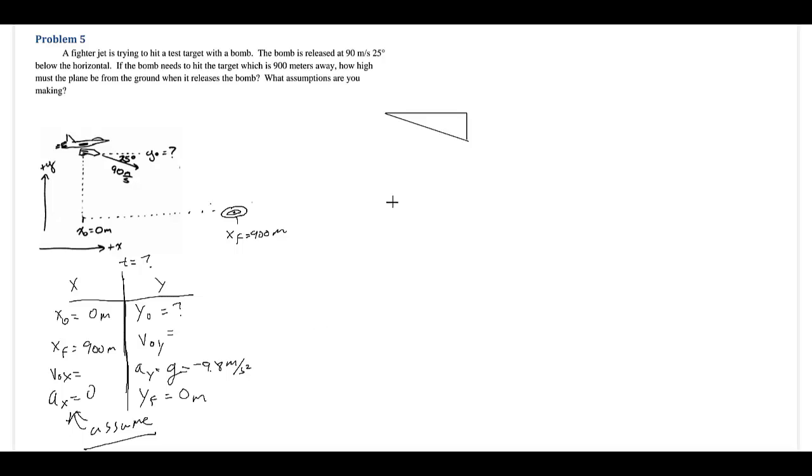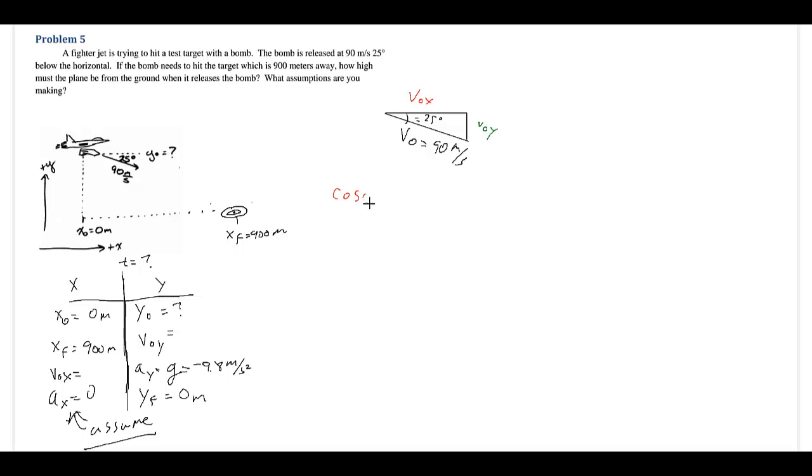So we have our triangle here. This is v naught, which is equal to 90 meters per second. And we have our angle here, which is 25 degrees. So we are looking for v naught x and v naught y. You can use your SOHCAHTOA knowledge to find that if we want to find, let's say, v naught x. So v naught x is on the adjacent side here to the angle. So we're going to use cosine to find our v naught x.